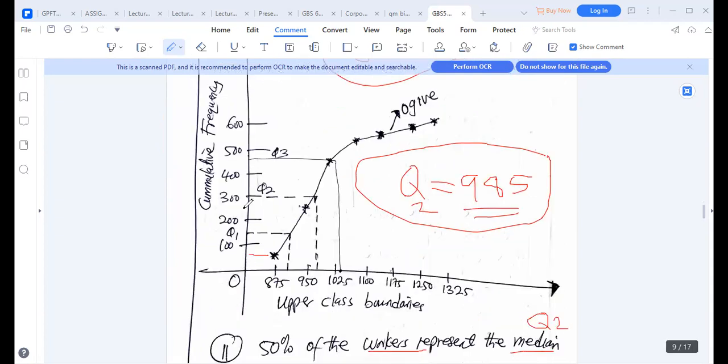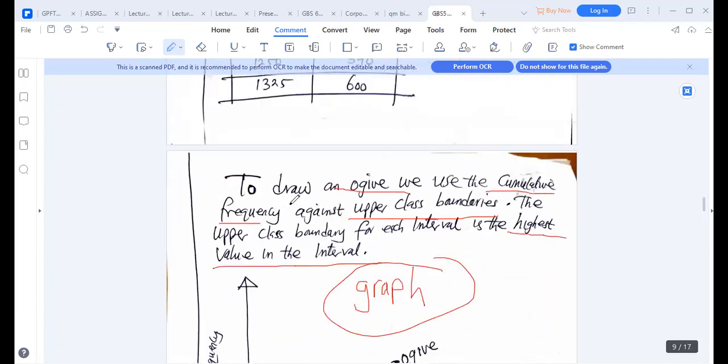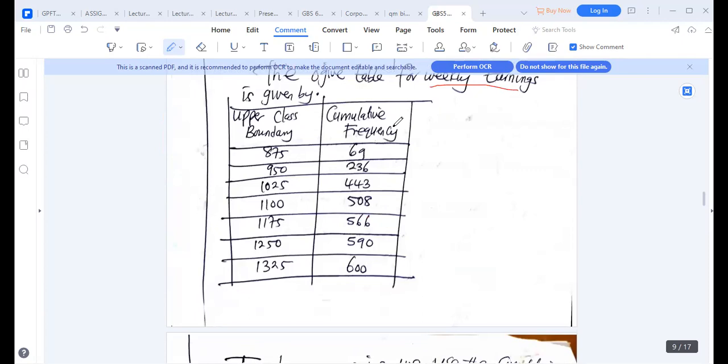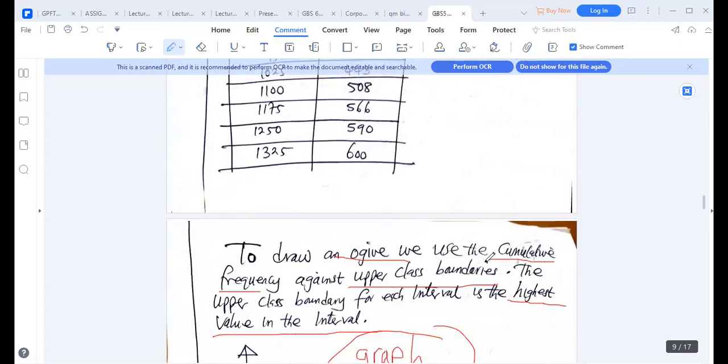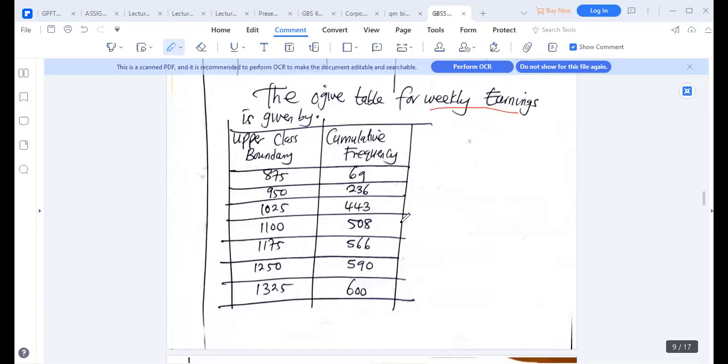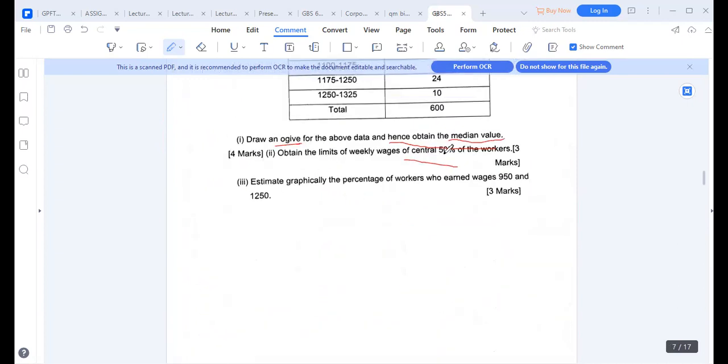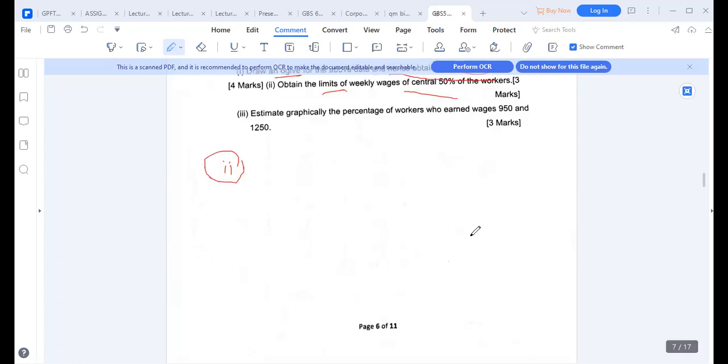Okay, so we count here the way they're supposed to be. So we are getting down to the upper boundary and the cumulative frequency for the ogive. We have answered the first part of the question, to draw the ogive and estimate the median. Roman numeral 2: obtain the limits of the weekly wages of the central 50% of the workers.